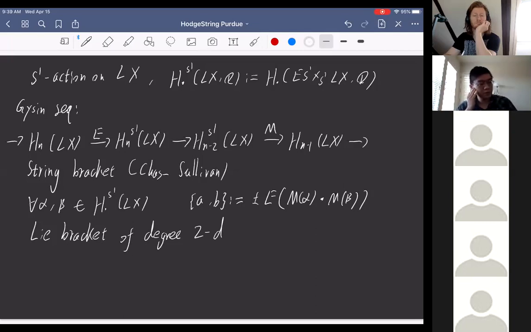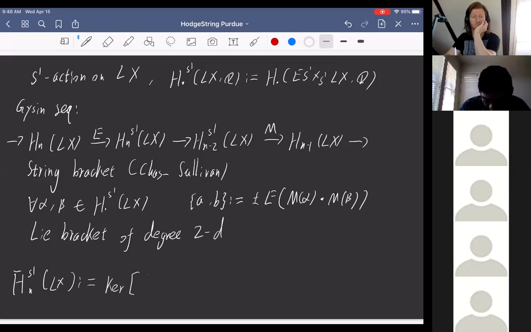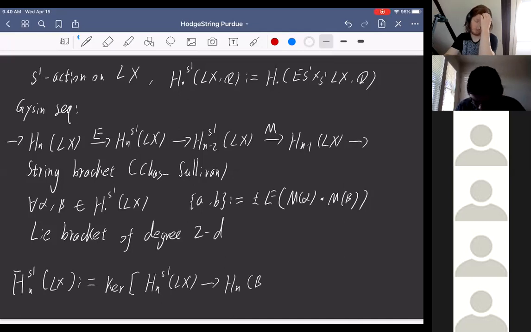And for some technical reason, we don't just look at the S1 equivariant homology, we look at a reduced version. It is given by the following definition. Because of the homotopy quotient, you have another fiber sequence, where the fiber is the free loop space and the base is BS1. So we define the reduced S1 equivariant homology to be the kernel of the map from the S1 equivariant homology to the homology of BS1. That's what we are looking at. Of course, you still have the string bracket on the reduced S1 equivariant homology.